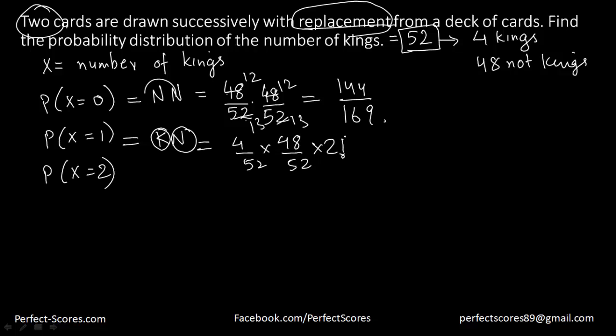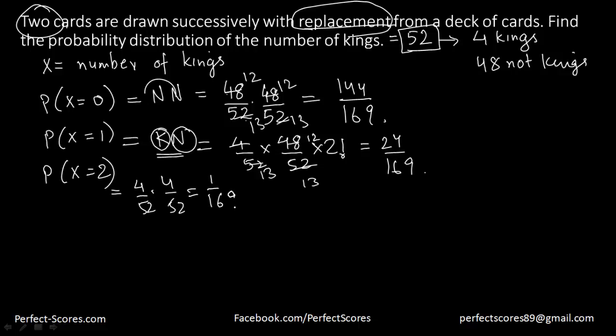If you don't know this 2 factorial, go ahead and watch the first few probability videos. It's actually the number of ways k and n can arrange itself. So if you solve this up, this is going to be 1 by 13, this is going to be 12 by 13, so this over here will be 24 by 169. And what about the probability of getting 2 kings, which is going to be 4 by 52 into 4 by 52? That will actually be equal to 1 by 169.